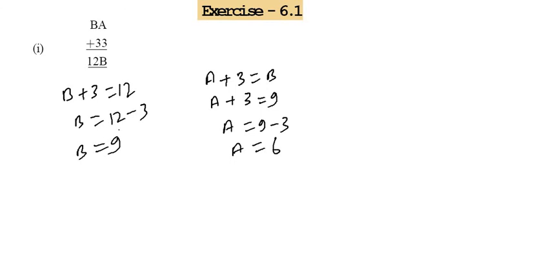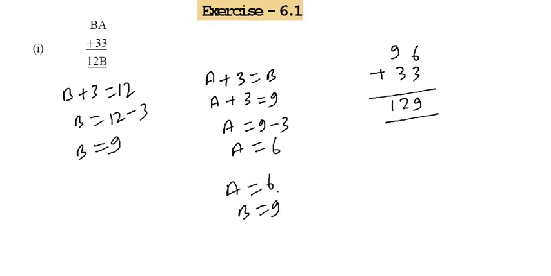So you can put the value in all of this. B is 9, so you can write here 9, and A is 6, so you can write here 6, plus 33. So what will happen? So here is 6 and 3, that is 9, and here is 9 and 3, that is 12. So you can see our answer is correct. So that is A is 6 and B is equal to 9. So that will be your answer.